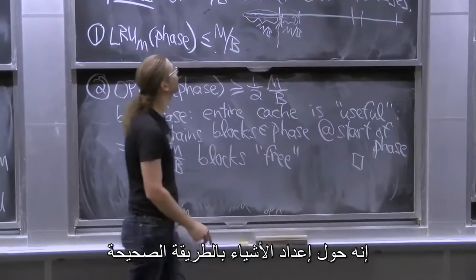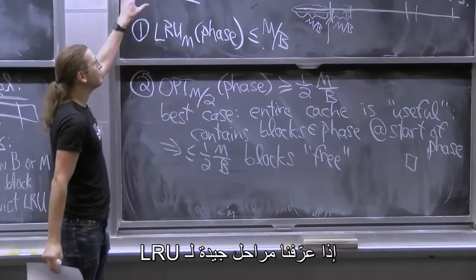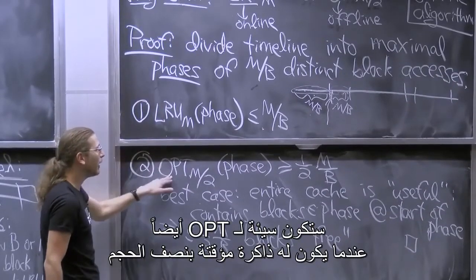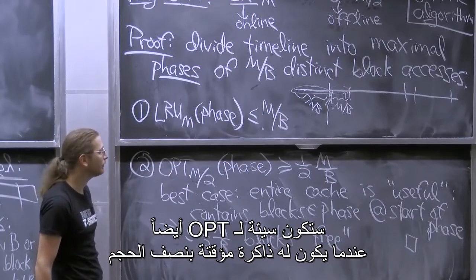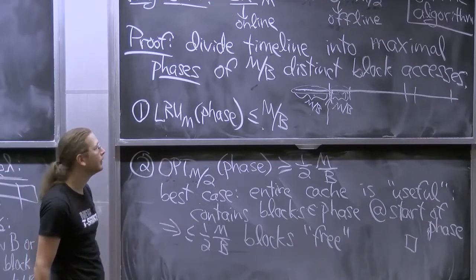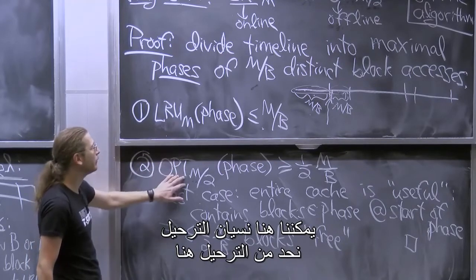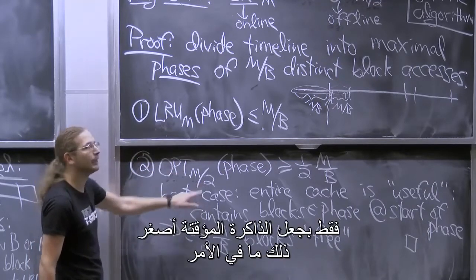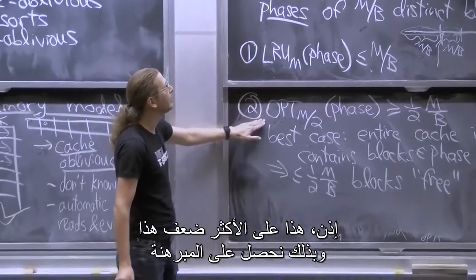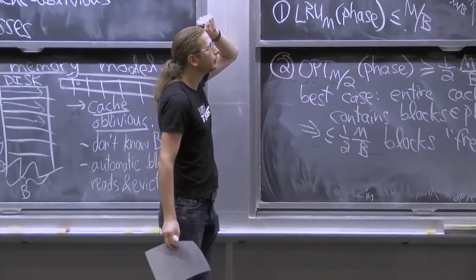It's all about setting things up right. If you define phases that are good for LRU, but then they're also bad for opt when it has cache half the size, then opt has to pay at least half what LRU is definitely paying. Here we can forget about carryover. Here we're bounding the carryover just by making the cache smaller. And that's it. So this is at most twice that. And so we get the theorem.